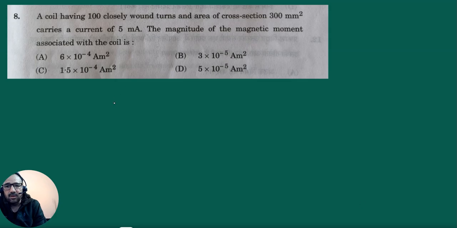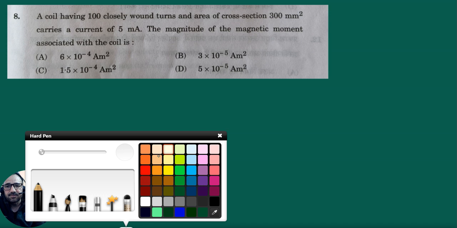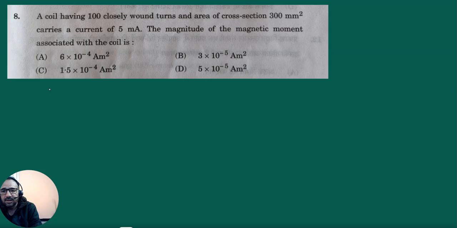Okay, now the next question is, let me read the question first. A coil having 100 closely wound turns, so you can write here the number of turns is 100.